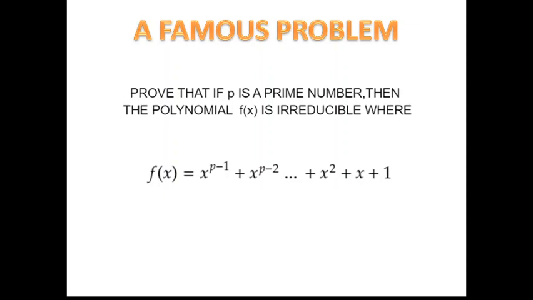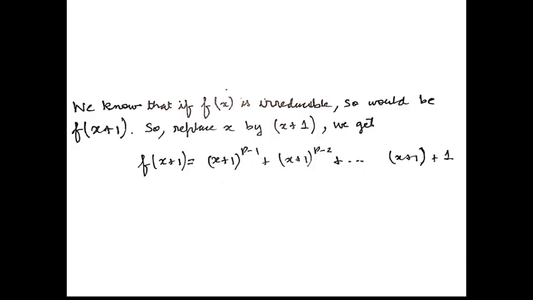We will replace x here by x plus 1, and then there would be no 1 as a constant term here. We'll see the results. If f(x) is irreducible, then f(x plus 1) must also be irreducible. This is the logic we are going to apply here. Let us see what is already written.